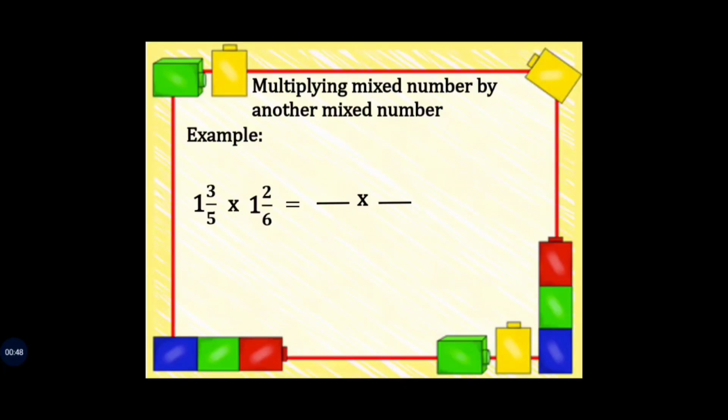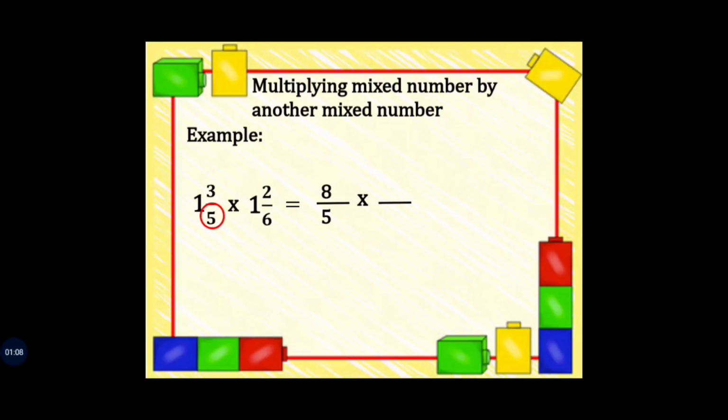Pagkatapos niyan, uunahin natin ang 1 and 3/5. We are going to change it to an improper fraction. So let us have 1 times 5 equals 5. Then, plus 3 na numerator, idadagdag natin. So, the answer is 8. Then, copy the denominator 5 here.